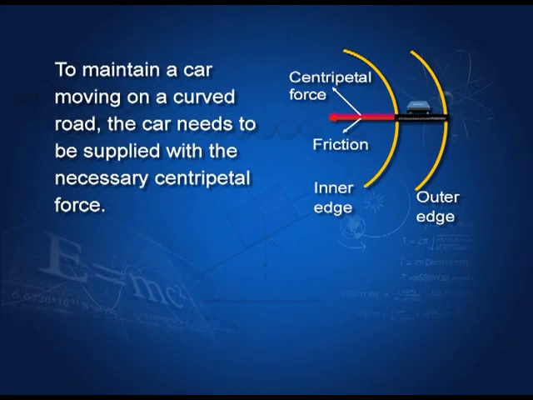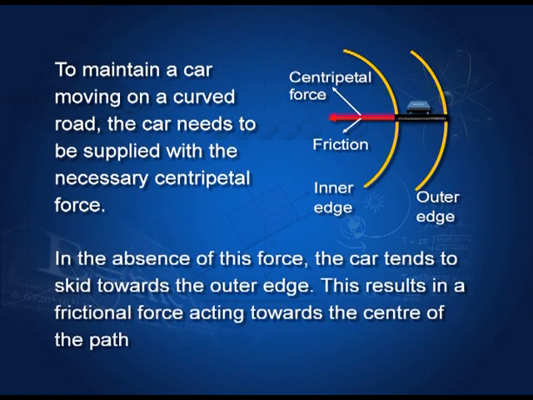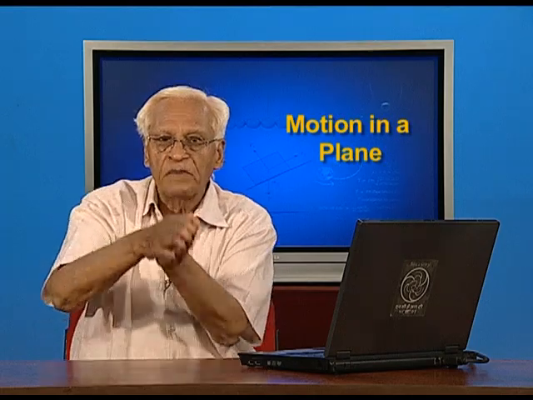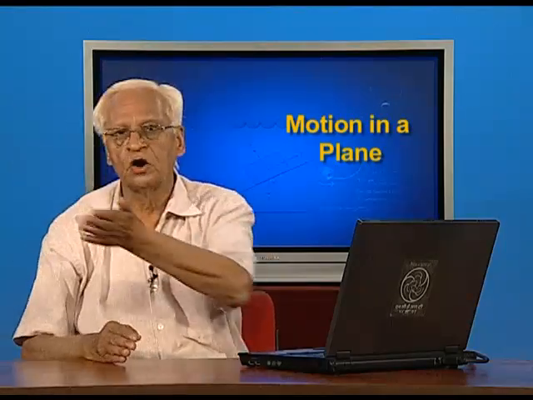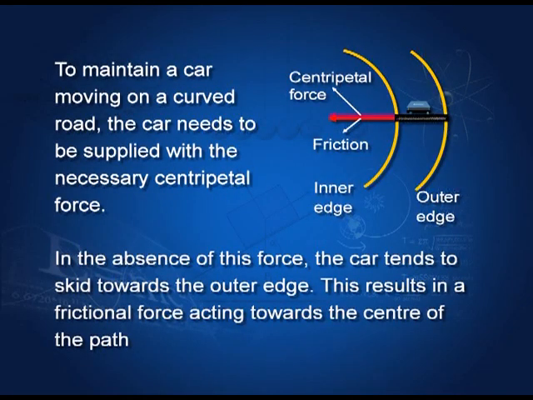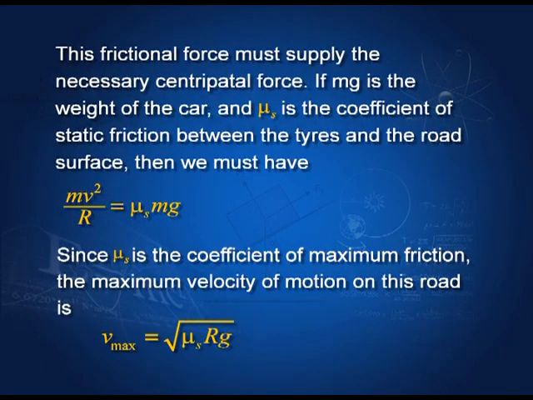So, to maintain a car moving on a curved road, the car needs to be supplied with the necessary centripetal force. In the absence of this force, the car tends to skid towards the outer edge. If you do not bend, remember, then you tend to fall towards the outer edge. This results in a frictional force acting towards the center of the path. Since you are being pushed towards the outer edge, there is a force of friction towards the inner edge. This frictional force must supply the necessary centripetal force.